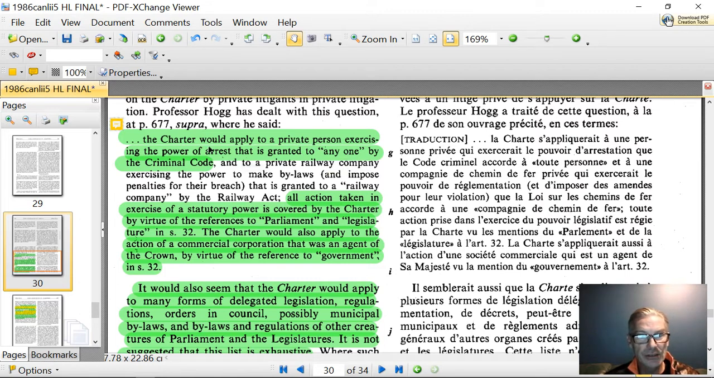He is referring to provisions in the criminal code that says anyone that witnesses a crime can make a citizen's arrest. Now, once again, the private person they are referring to here is the artificial person who is not acting as an agent of the government. That's what they're saying here.